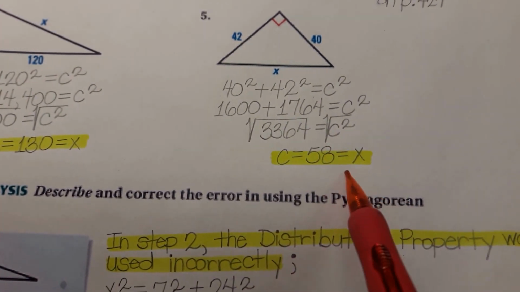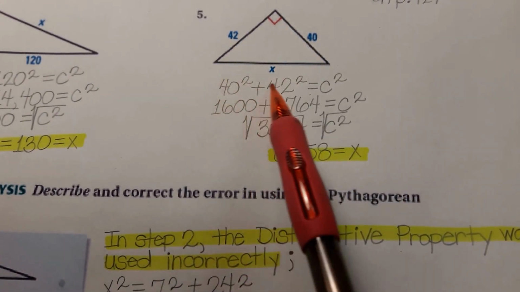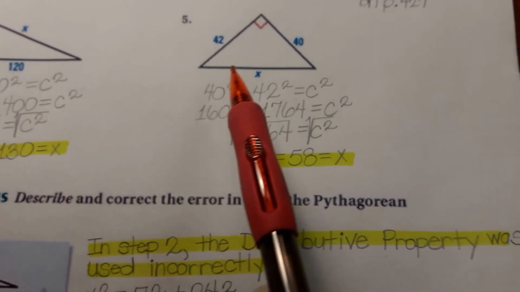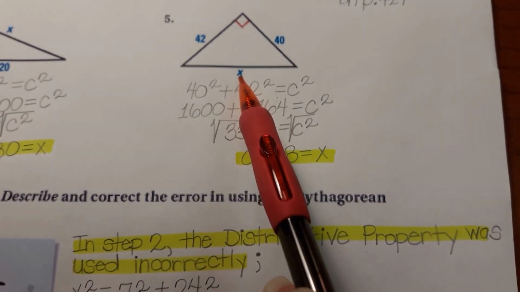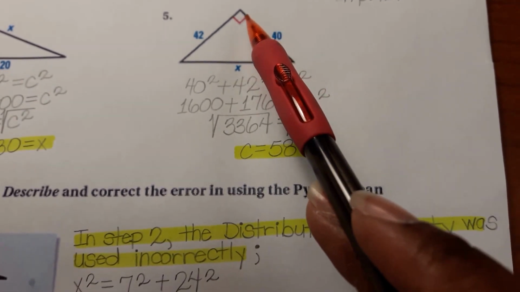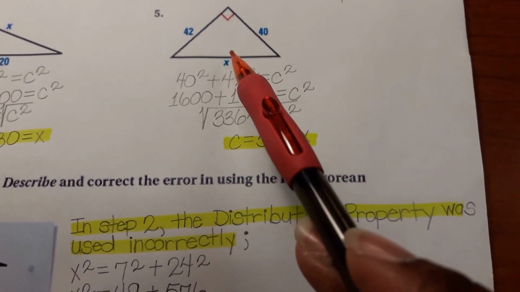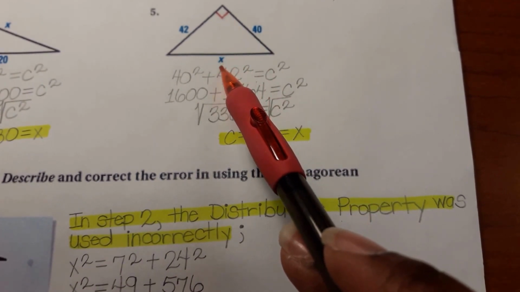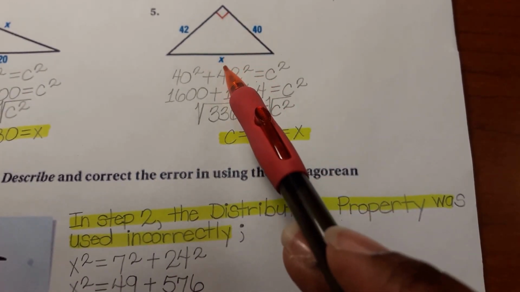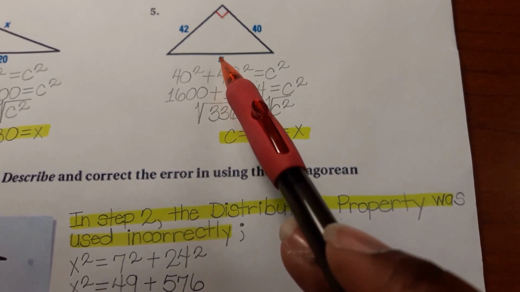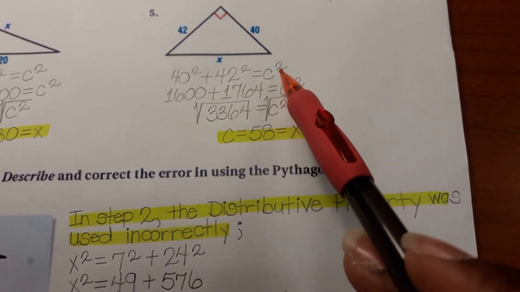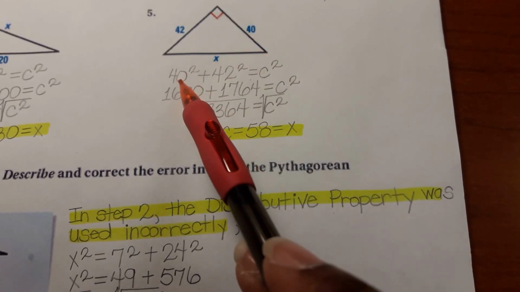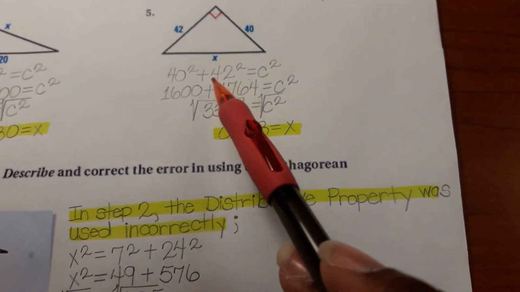Number 5, same rule. If you notice, the triangle is rotated differently than number 3. But remember what I told you all. The hypotenuse is always opposite from the 90-degree angle. So we know my hypotenuse is right across from the 90-degree angle. So I know that this part here is going to be my c squared part. And 42 and 40 represent the legs.